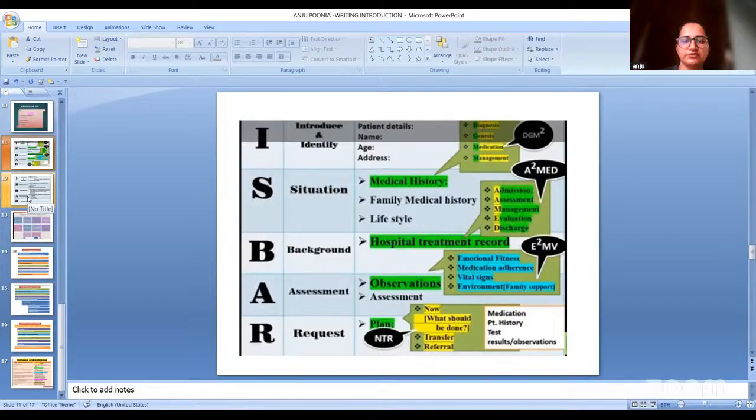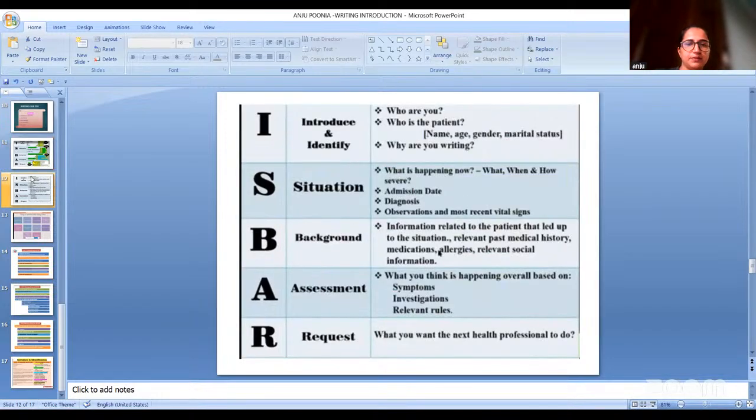So it's a transfer and referral letter: medication, patient history, tests and results, and observation. In that paragraph we mention whether the patient is recovering well or not, about the patient's condition, and the patient's appointments and anything else we need to mention in the patient request, the last paragraph. Next segment.